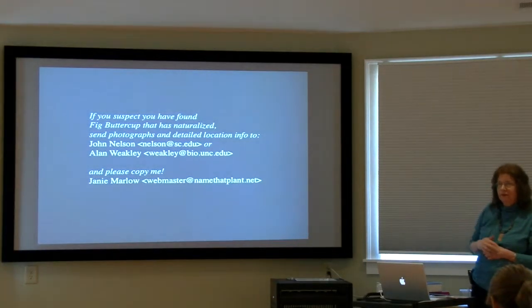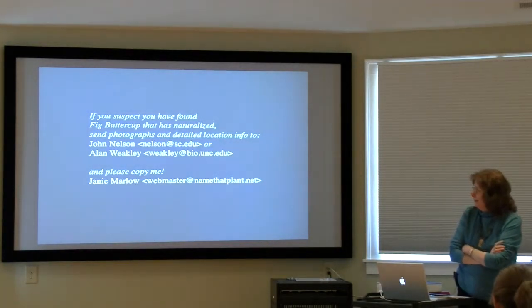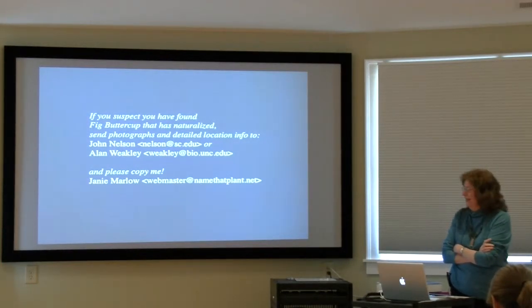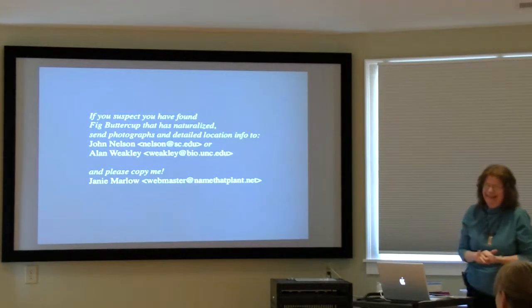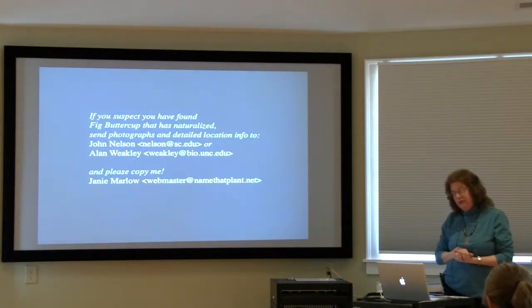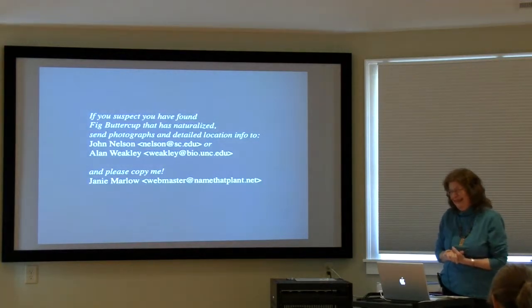Do you know if it's edible? John Nelson ate the roots. He said they didn't taste very good. I think it's been used for hemorrhoids. But, you can read about it.